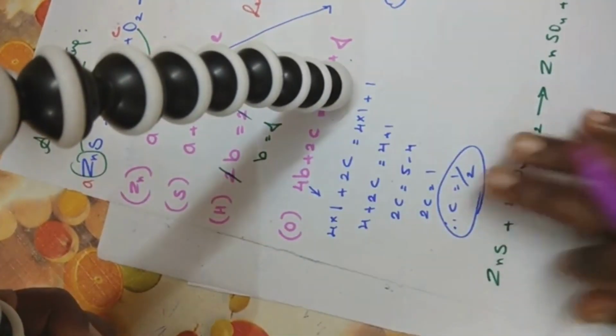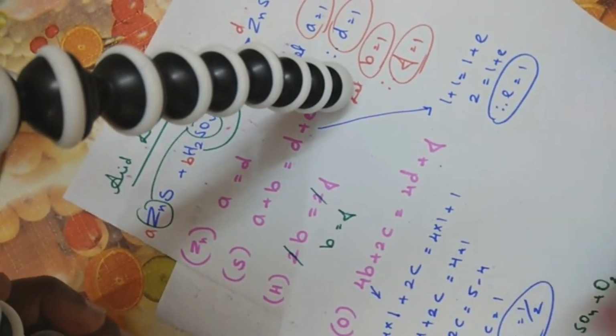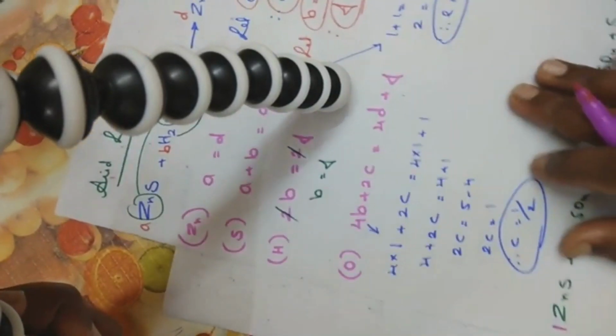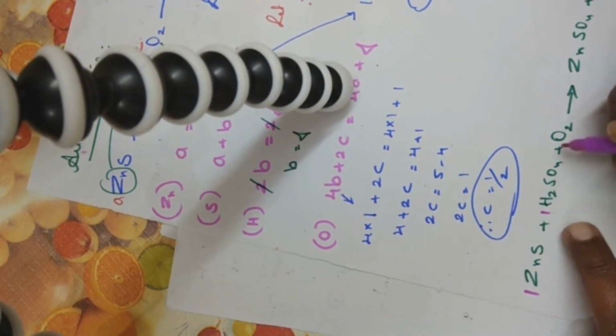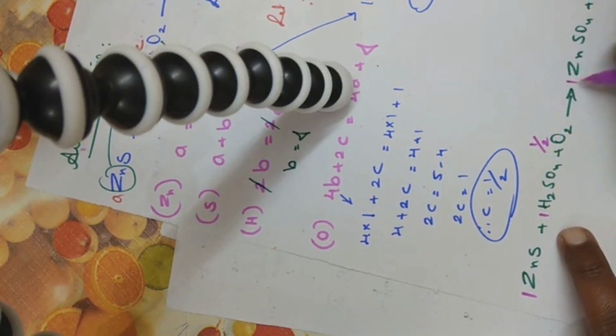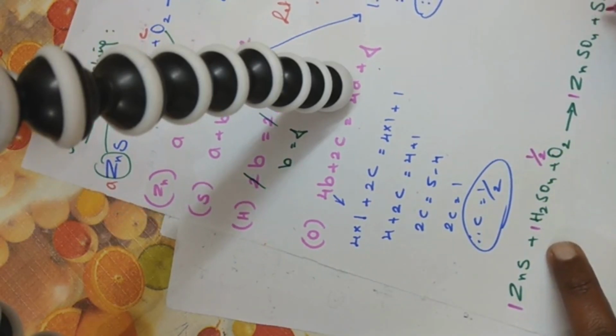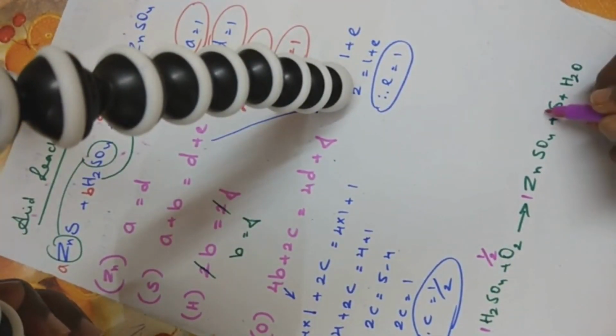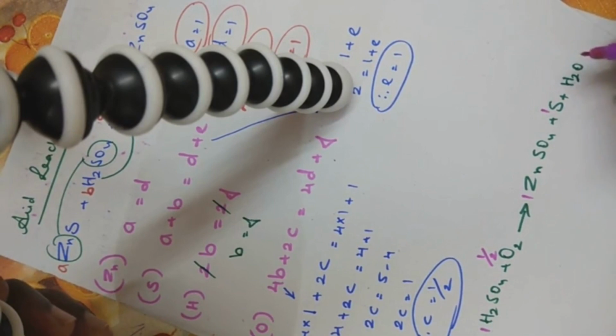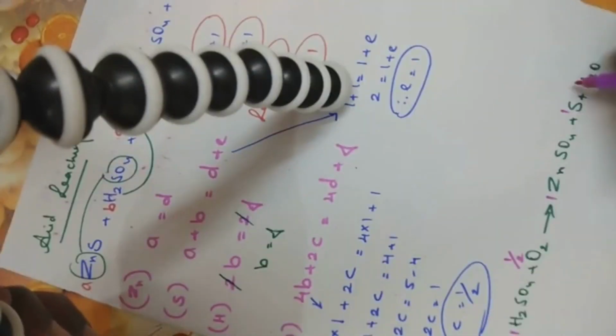What's my value of A? I have found the value of A is equal to 1. What's my value of B? B I found to be 1. What's my value of C? C is 1 by 2. What's my value of D? 1. Value of E is also 1. And value of F is equal to 1.